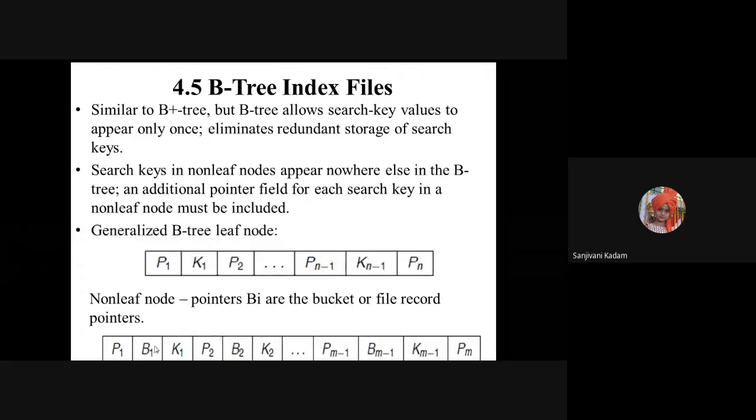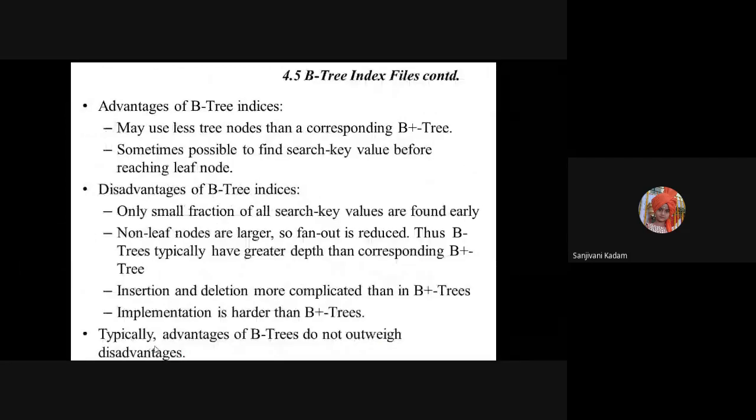So the advantage is that at the root level also we can find any element, and the disadvantage is that only a small fraction of the keys can be found at the internal nodes. All keys cannot be found. It means at the search key only I cannot make any conclusions. But as compared to the B plus tree, B trees are rarely used. B plus trees are most widely used as compared to the B tree.